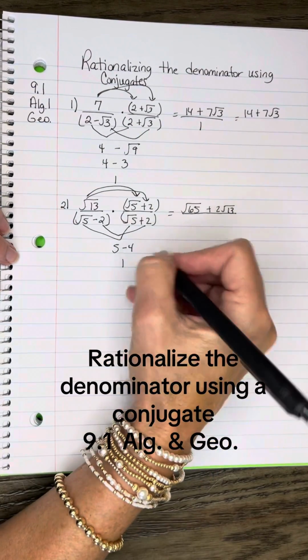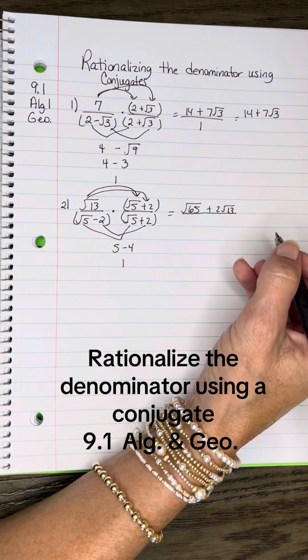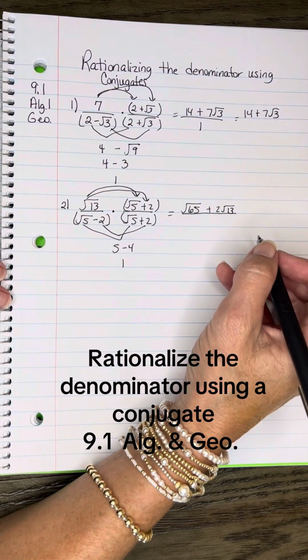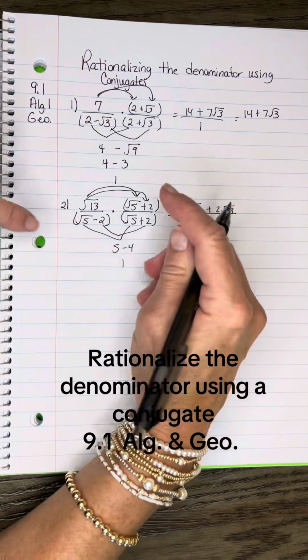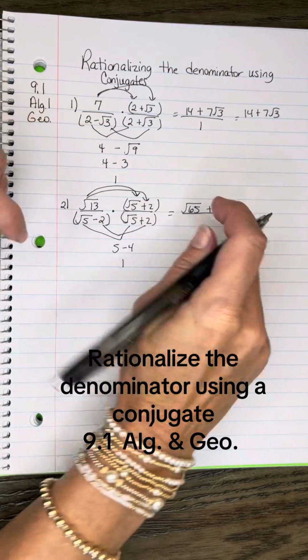Now that's not always going to happen, where there would be a 1 right here. That won't always happen. It just has on these two problems here. Remember on this, the outside and the inside terms were opposites, so that they disappeared.